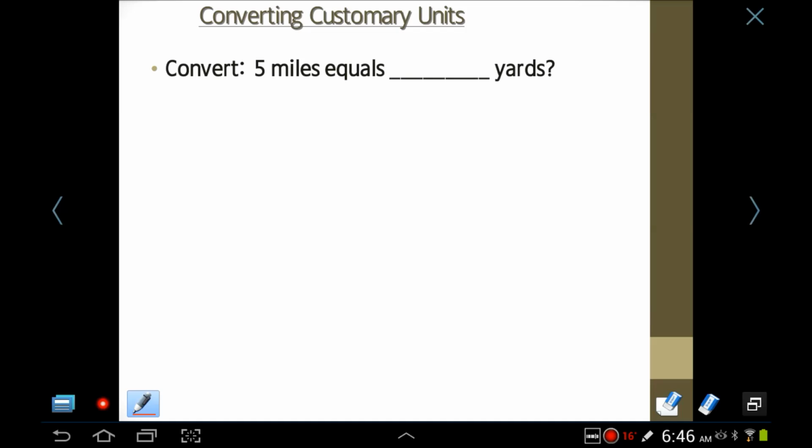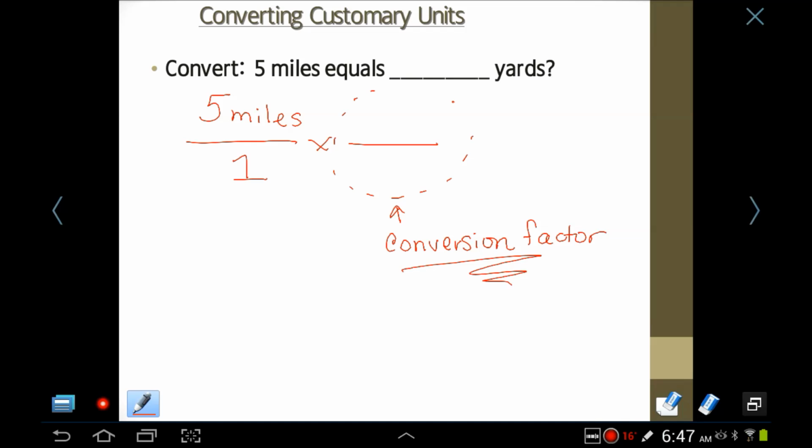Okay, now in this example right here, we're going to convert 5 miles into a number of yards. We don't know what that is, so we're going to use dimensional analysis here. The first thing that we're going to do is write 5 miles over 1, and then we're going to multiply it. Whatever we multiply it by, that's going to be our conversion factor. Now if you look at your table, these things will be provided for you, of course. You'll find out that 1 mile is equivalent to 1,760 yards.